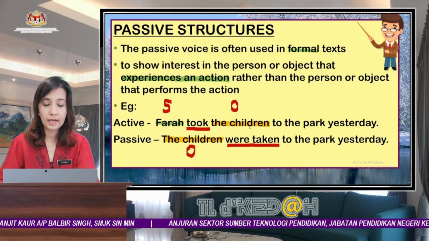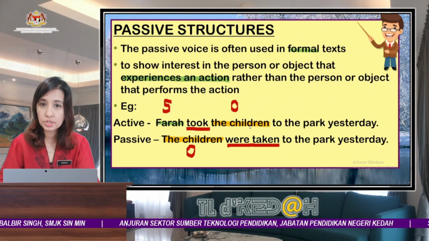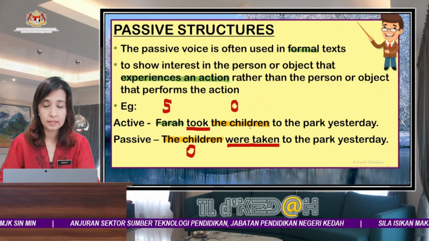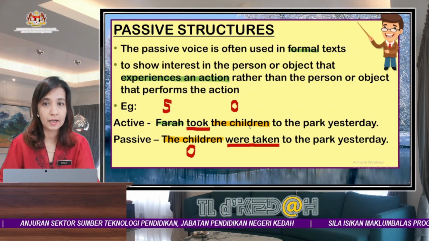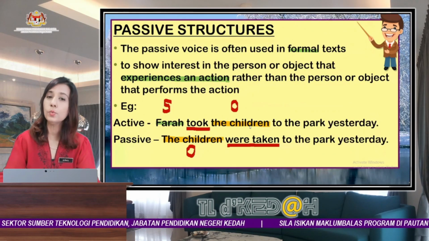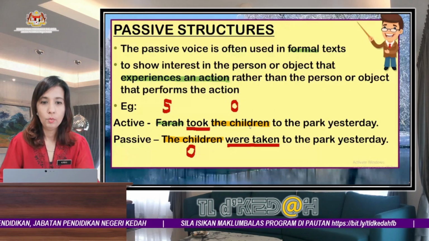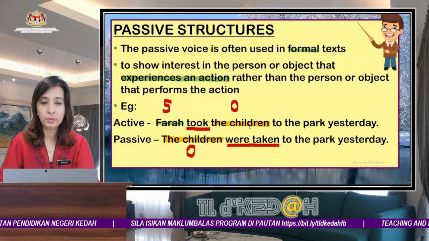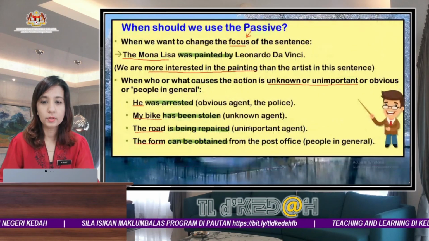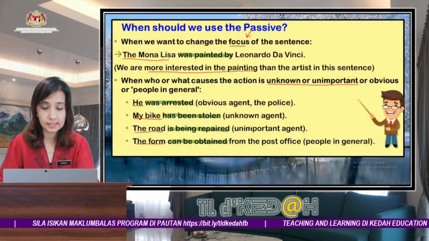So that's why we write passive structures, because the focus is on the object. Farah took the children. Who took the children is not important. We want to know whether the children went to the park or not. So that's where we write passive structure. When should we use passive? When we want to change the focus of the sentence, like what teacher said just now.